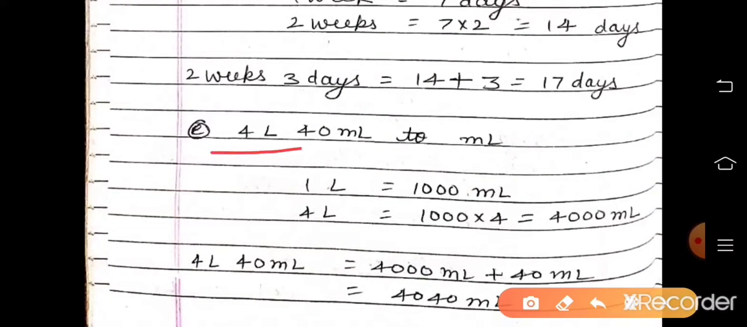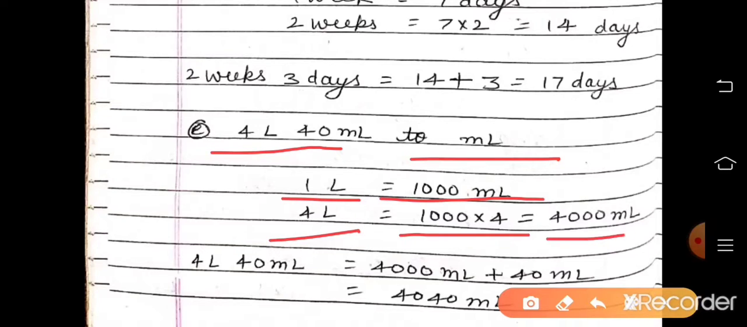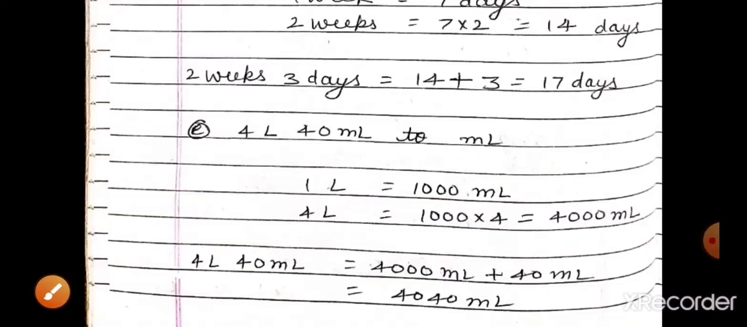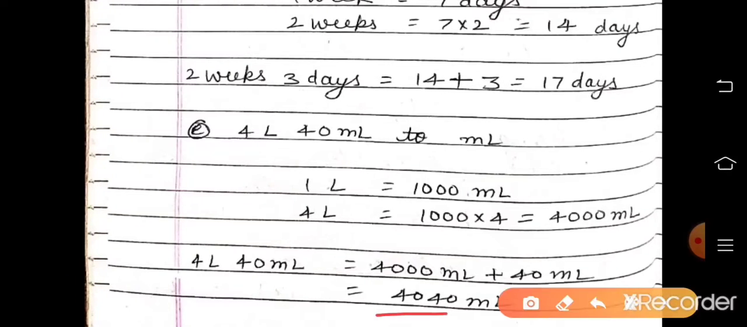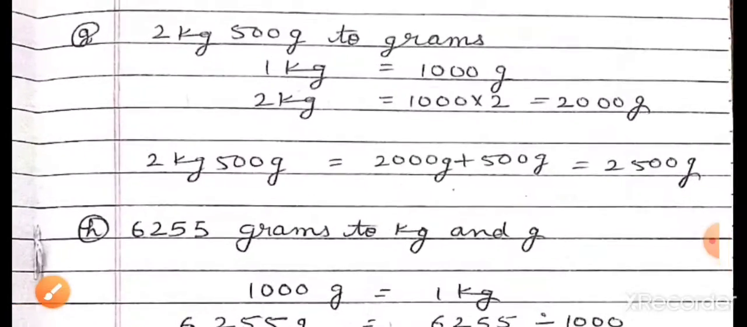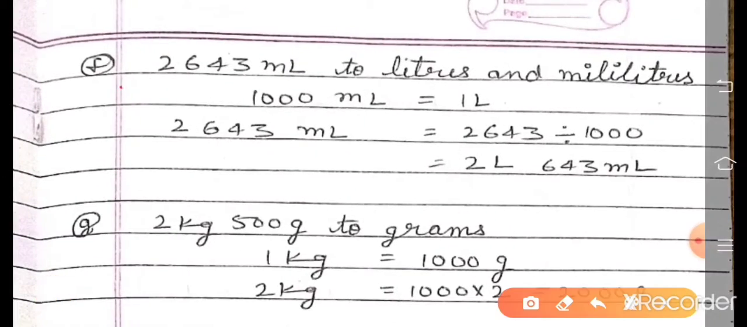Now 4 liter 40 milliliter to milliliter. So 1 liter equal to 1000 milliliter, 4 liter equal to 1000 multiply 4, 4000 milliliter, and 4 liter 40 milliliter equal to 4000 milliliter plus 40 milliliter. So answer 4040 milliliter.